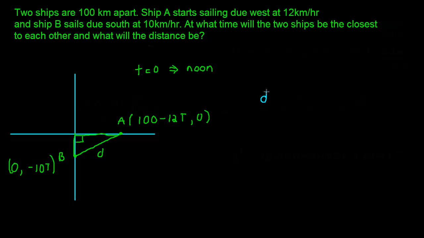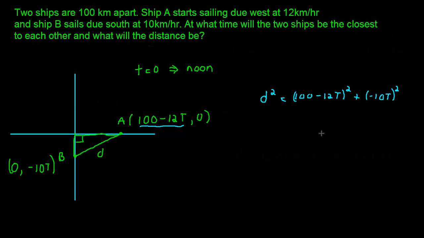We have d squared equals, what would it equal? What's the length of this guy? It's going to be this x-coordinate right here, and it's going to be (100 minus 12t) squared. All I'm doing is the Pythagorean theorem here, plus the other side length squared. What's that? That's the y-coordinate of this point, so this is negative 10t, squared.